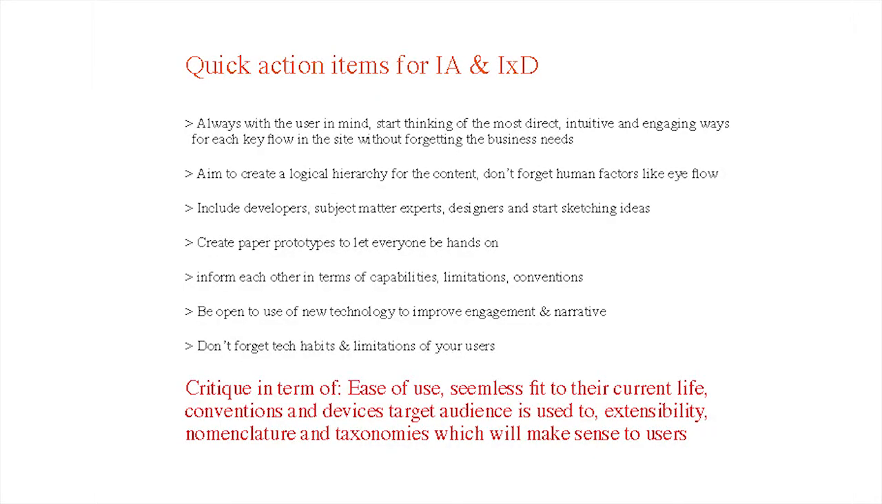What are some of the most direct, intuitive, and engaging ways for each one of these key flows, these key scenarios, to be performed without forgetting your business needs? Such as, if you need to make a sale, obviously it needs to end with that. You aim to create a logical hierarchy for the content. And don't forget the human factors like the flow. I think just a minute ago we were hearing that the flow is really important, and the hierarchy of content can really make or break the experience of a user.